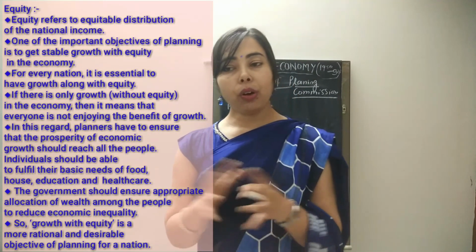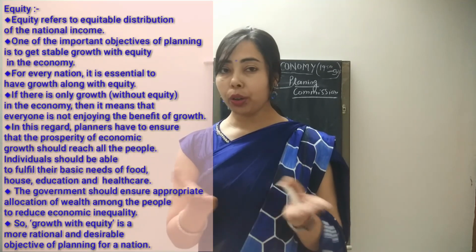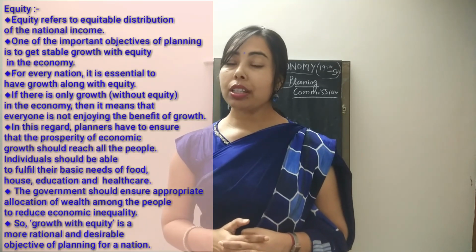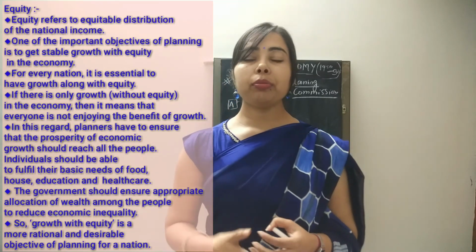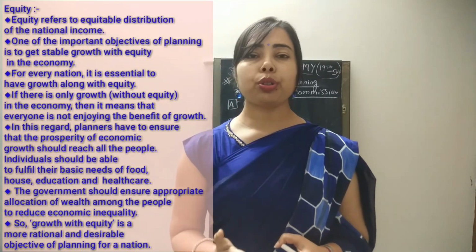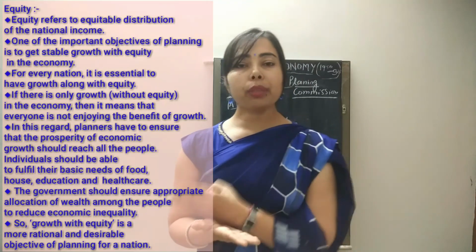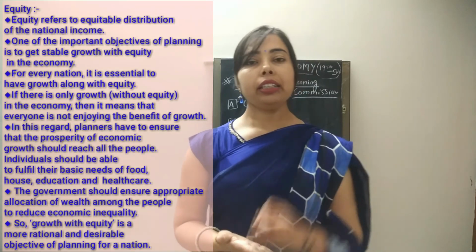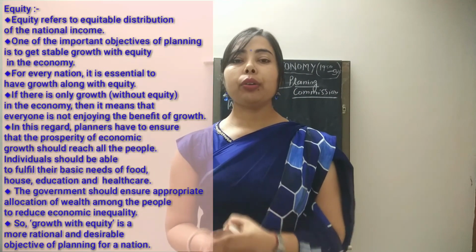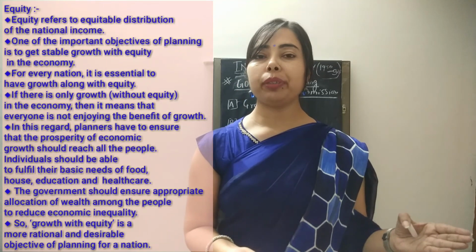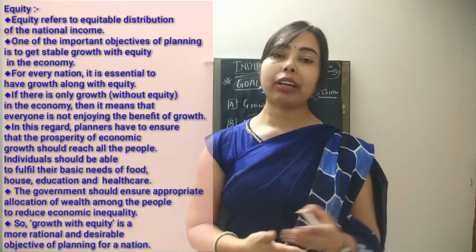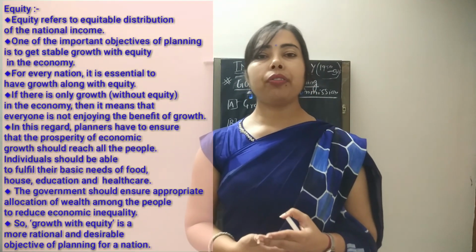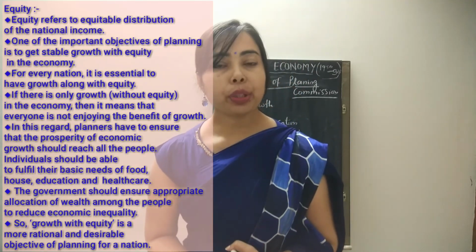Because of all these things, there were problems: poverty, unemployment, and unequal distribution of income. So we had to remove all these things. For that, it was decided in the Planning Commission that we were going to provide equity to all the people, meaning equal rights, equal opportunity of work, equal opportunity of education, everything should be equal. So there should be equity in the economy.